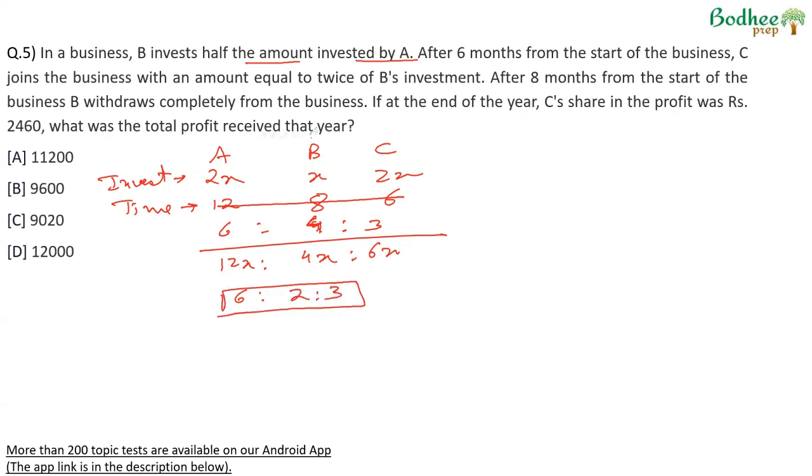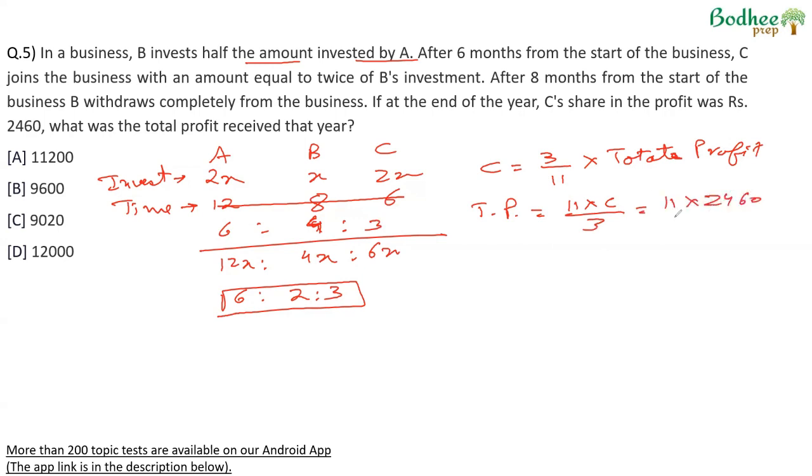What was the total profit received in that year? From here, we can see that the share that C will get will be 3 upon 6 plus 2, 8, plus 3, 11 of the total profit. And therefore, the total profit required is nothing but the share that C gets into 11 by 3. The share that C gets is 2460. And that should be my answer.